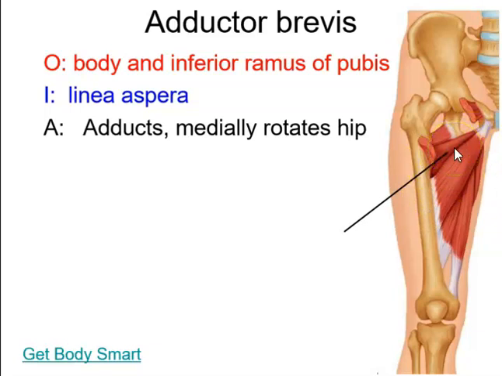Origin of the adductor brevis muscle is the body and inferior ramus of the pubis or pubic bone, and its insertion is into the linea aspera of the femur. Again, its action is to adduct the thigh and medially rotate the hip.